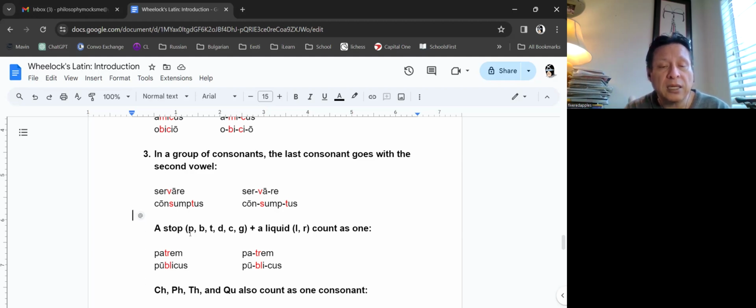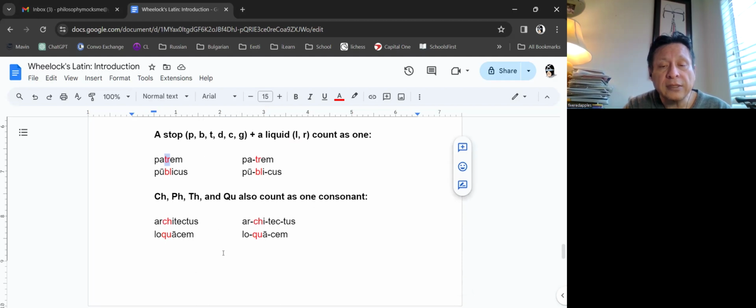So look at the word patrum. Patrum has the stop T and the liquid R, so they both go together. So it's patrum. It's not patrem. You wouldn't say patrem. That's just horrible. You'd say patrum. Okay, and publicus, which is just public: the B is the stop, the L is the liquid, so the B and the L go together with the I. Publicus. Okay, so that's the rule.